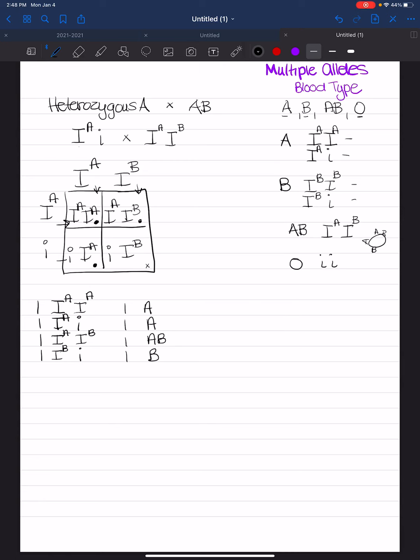But we have to look at our phenotypes now because we have some that combine. So we have 2 that can be A, 1 AB, and 1 B. So there's a 50% chance of having a child with blood type A.